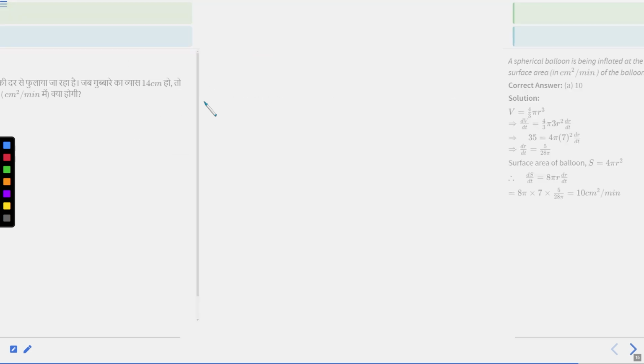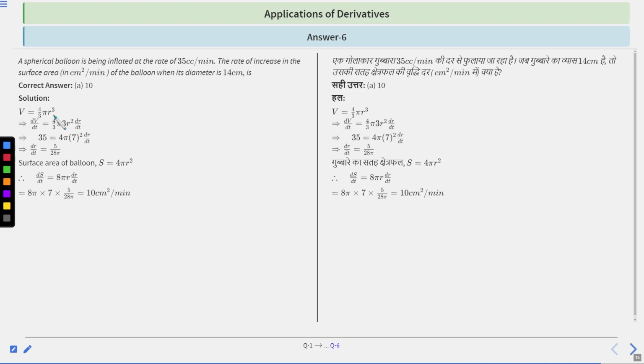Okay, let's move to the solution part. Volume is given as 4 by 3 pi r cube, as we know that volume of a sphere is 4 by 3 pi r cube, right? Therefore, dV by dt is 4 by 3 into 3 r square dr by dt. So dV by dt can be written as 35 equals 4 pi into 7 square, which is r. See, diameter is 14 centimeters, so radius will be 7. So 4 pi into 7 square into dr by dt. Therefore, after simplifying, you will get dr by dt as 5 upon 28 pi.